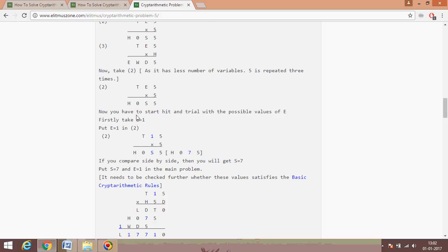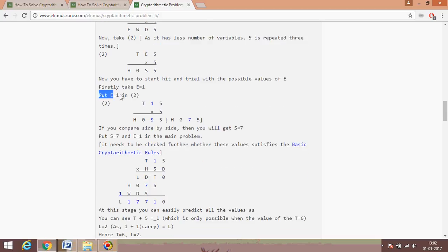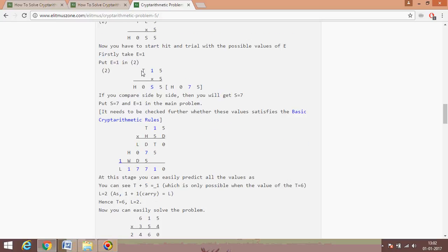So now let's put E equal to 1 in the problem and proceed further. If you put E equal to 1, then you can easily predict the possible value of S as 7. Let me explain how. 5 cross 5 is equal to 25, you will get 2 as a carry. And 5 cross 1 is equal to 5, plus 2 as a carry, will give you S equal to 7. You just compare side by side and you will get S equal to 7.